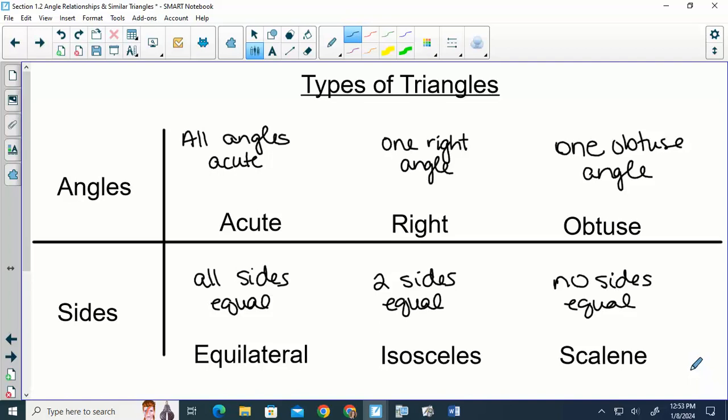All right, and then we have one final piece. So if I asked you to classify a triangle, you would use 2 words based on angles and sides. If you have one right angle and 2 sides the same, you would call it a right isosceles triangle. If there's one obtuse angle and all the sides are different, you would say an obtuse scalene triangle. So you use both words when you're describing it.